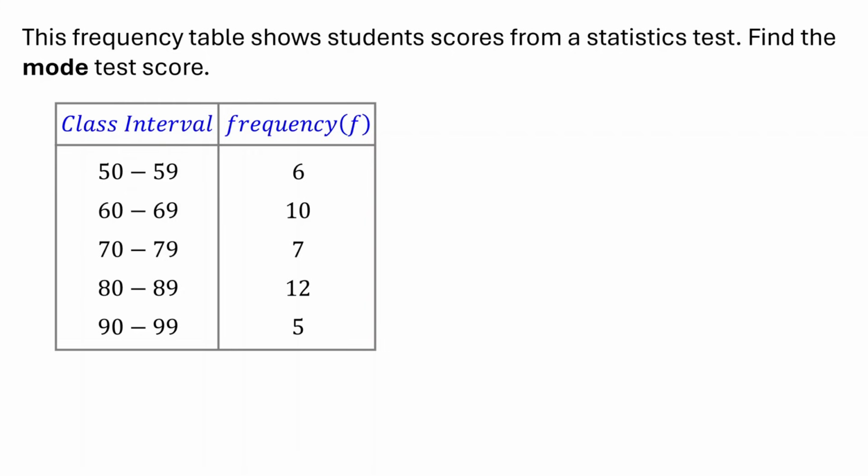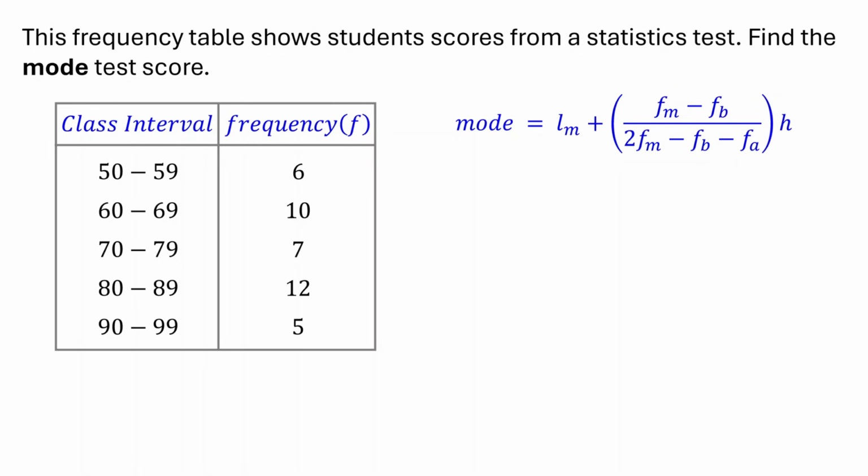The second column lists the frequency, which tells us how many students scored in each interval. For instance, in the 50 to 59 interval, the frequency is 6. This means that 6 students scored between 50 and 59. The mode of grouped data is calculated using this formula.